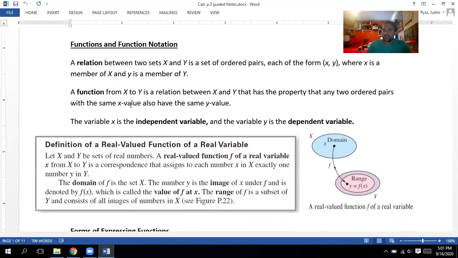The variable x is usually called our independent variable. If you think about science class, your independent variables are usually things like time. And then y is your dependent variable. Dependent things are like population over time or speed over time, things like that.